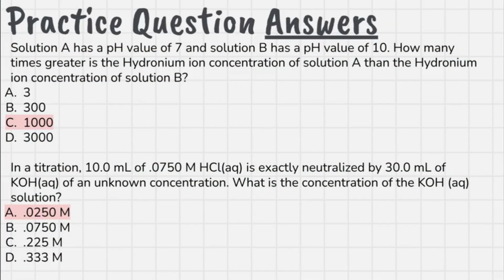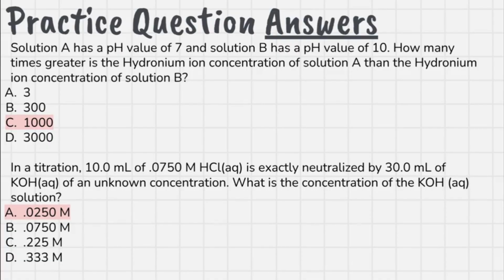Solution A has a pH value of 7, and solution B has a pH value of 10. How many times greater is the hydronium ion concentration of solution A than the hydronium ion concentration of solution B? The answer is C, 1000.